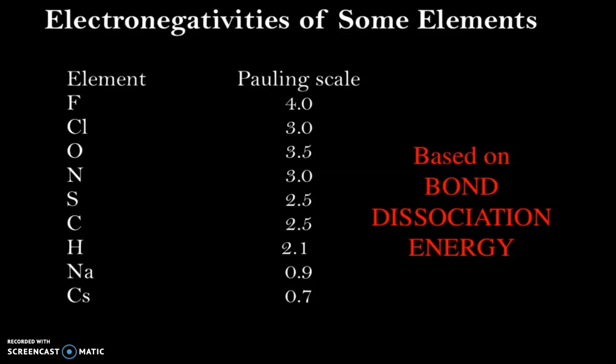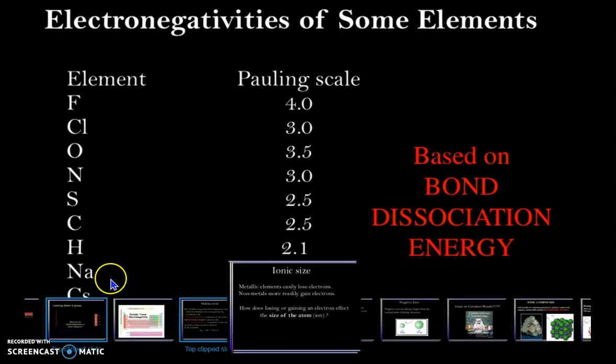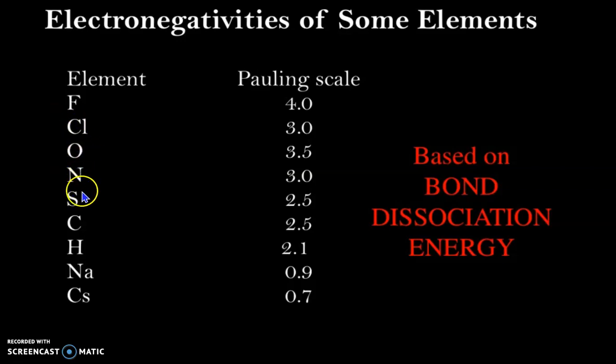Now next, electronegativities of some elements: fluorine, chlorine, oxygen, nitrogen, sulfur, carbon, hydrogen, sodium and cesium. Based on dissociation energy, this value goes on decreasing. Here fluorine carries 4 according to the Pauling scale.